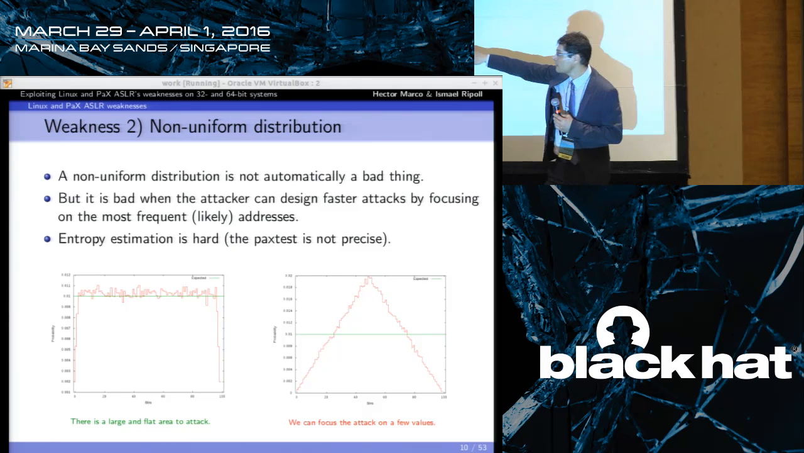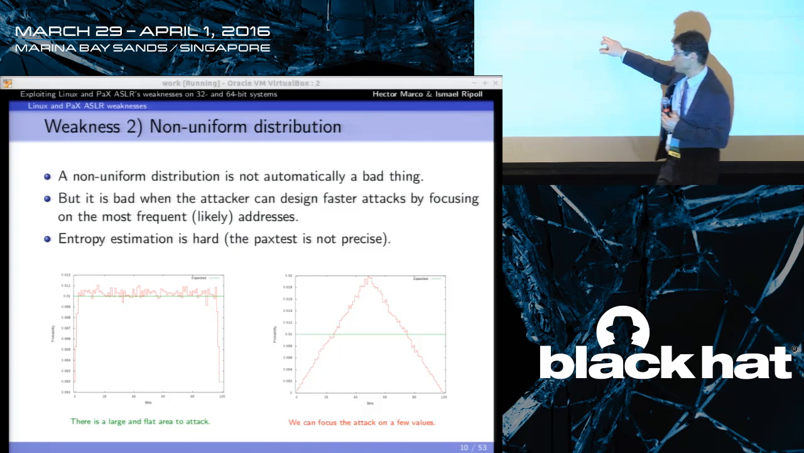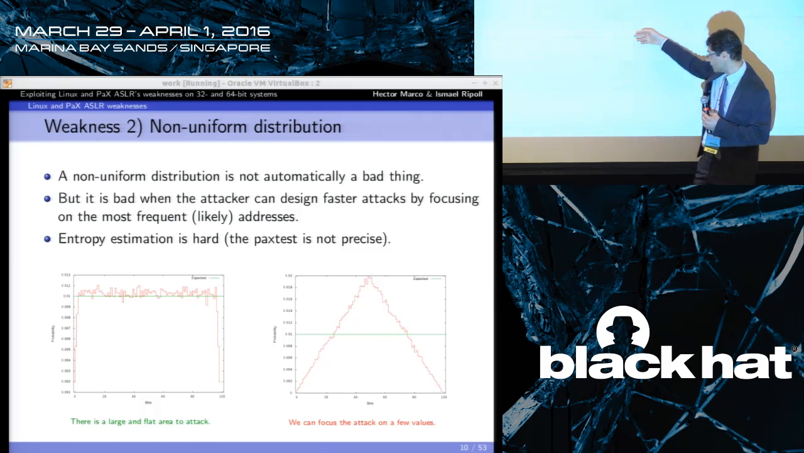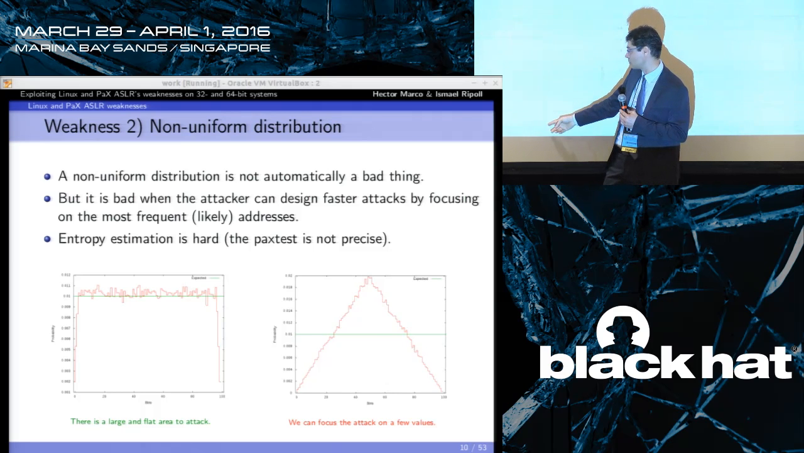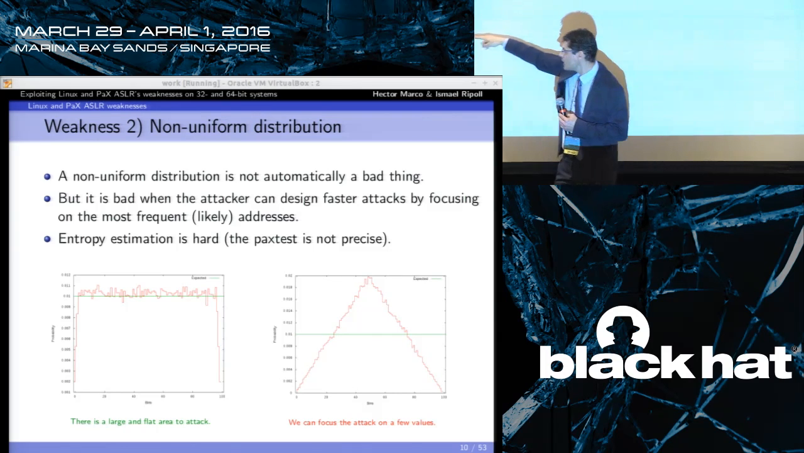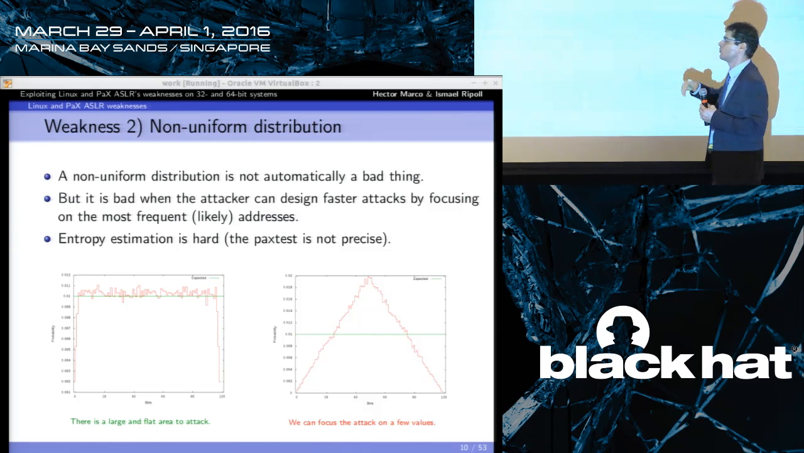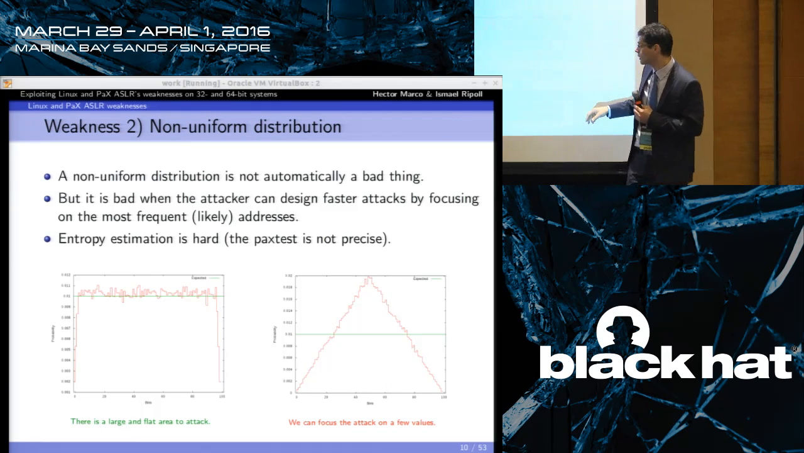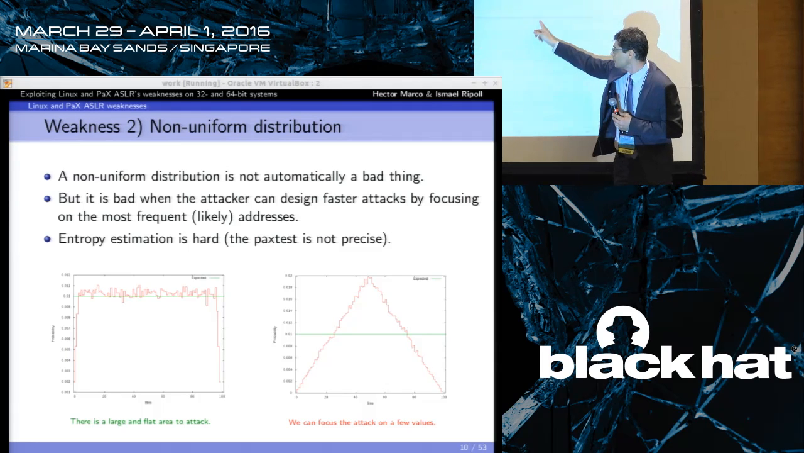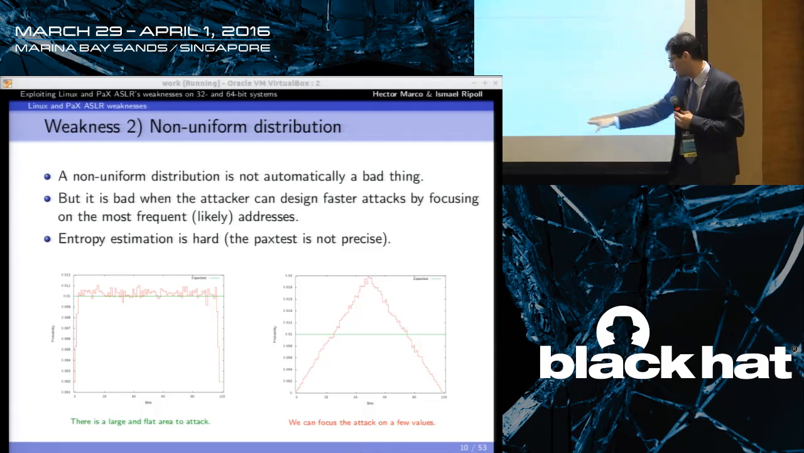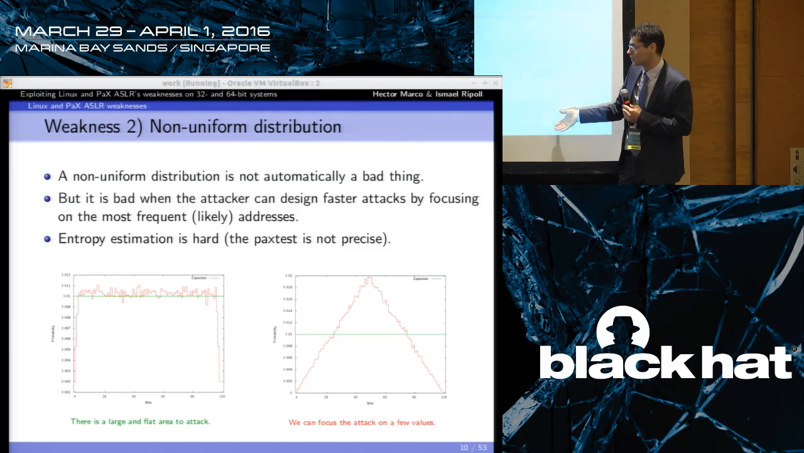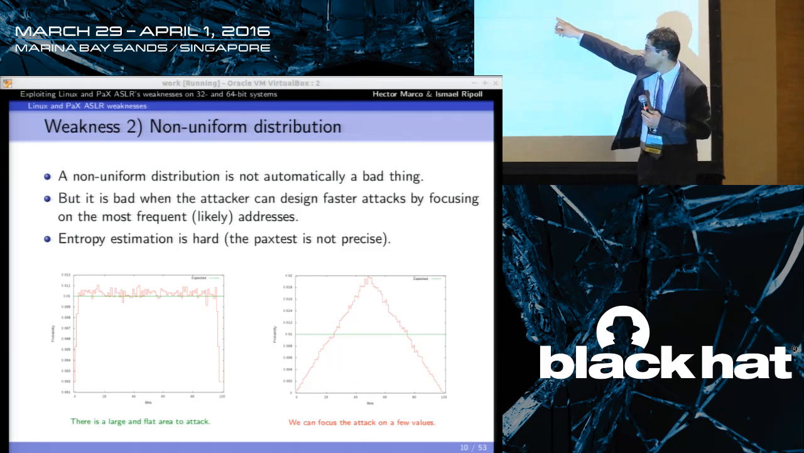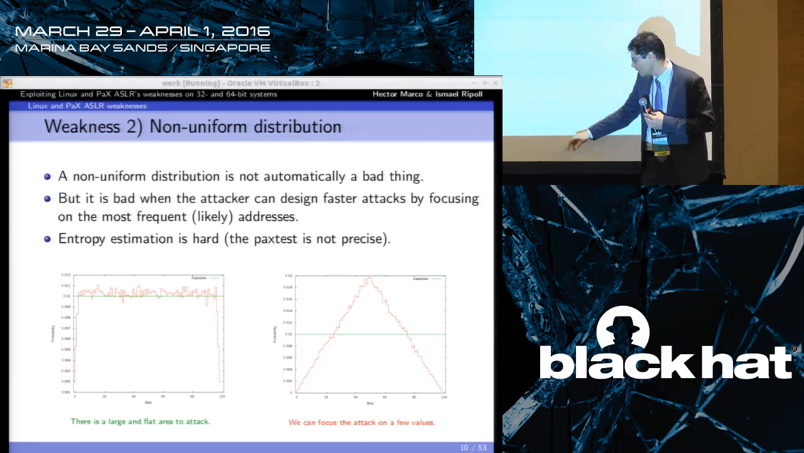For example, something like this means that this is not uniform because on the side we have a sharp drop almost close to 0. But there is a large area of randomness. Okay, this is a triangular, and here this is something different. An attacker can focus on these values. This represents a histogram. So this is the probability of finding this address.